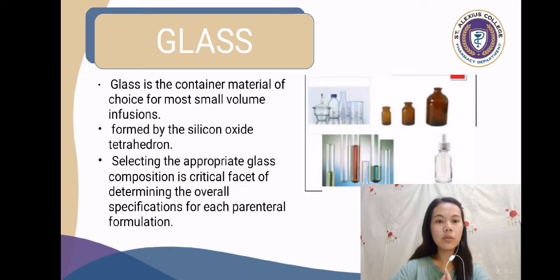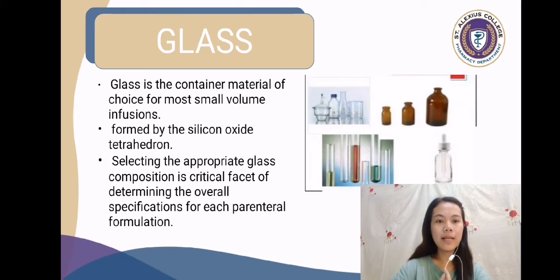So glass is the container material of choice for most small volume infusions. So these are usually the first choice of packaging materials in pharmaceutical products, and a large number of pharmaceutical formulations have been packaged using glass containers such as small volume infusions. It is formed by the silicon oxide tetrahedron.